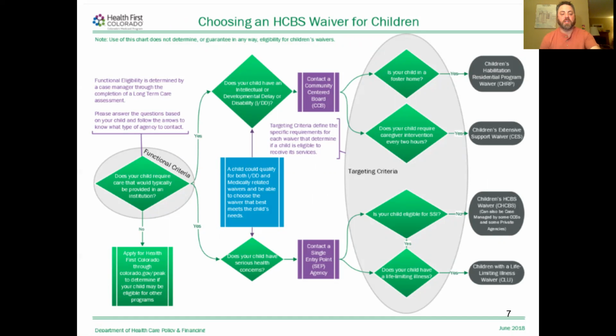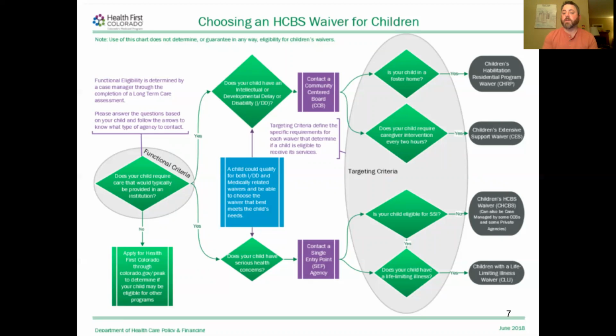So like your functioning criteria, like does your child require care that would typically be provided in an institution, meaning they need a lot more support than kind of a typical kid. If no, then that's going to push you down to just getting some Medicaid determination stuff, but not getting into a waiver. If it's a yes, you're looking at, is it a serious health concern, or is it more intellectual, developmental, behavioral concerns? So again, your kid could qualify for both of those. So if it's a yes, you move to the next column.